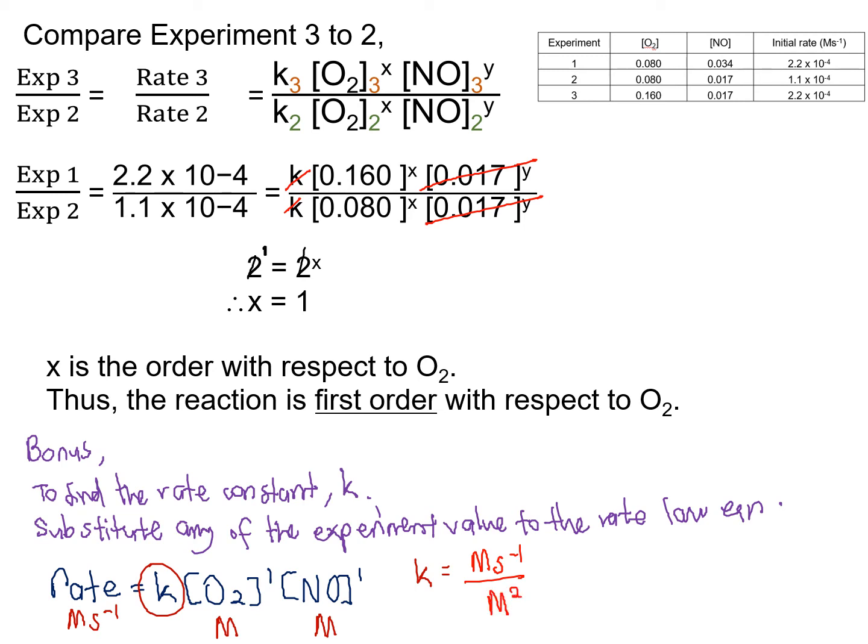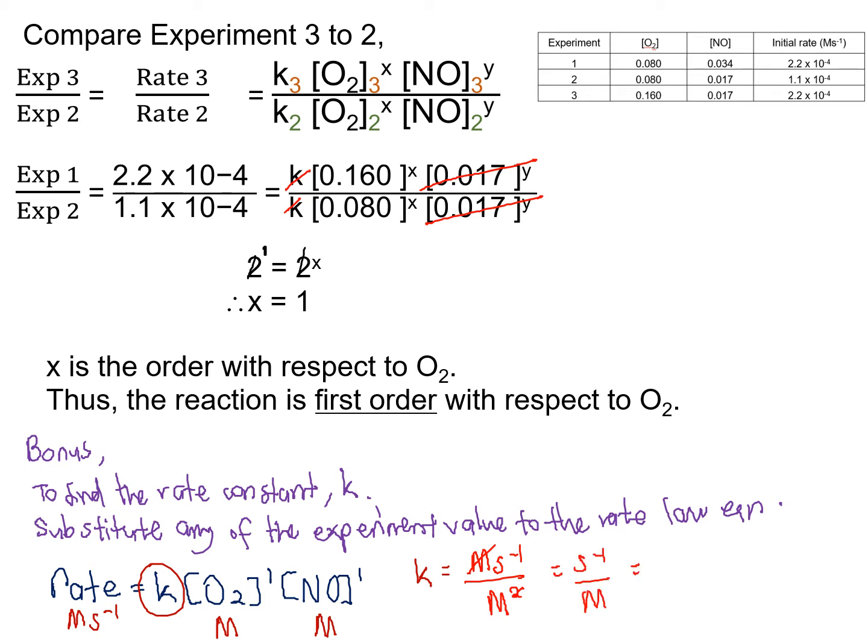molar squared. And then to find the unit of the rate constant, the M will cancel out with one of this. So now you will get M to the power of -1.